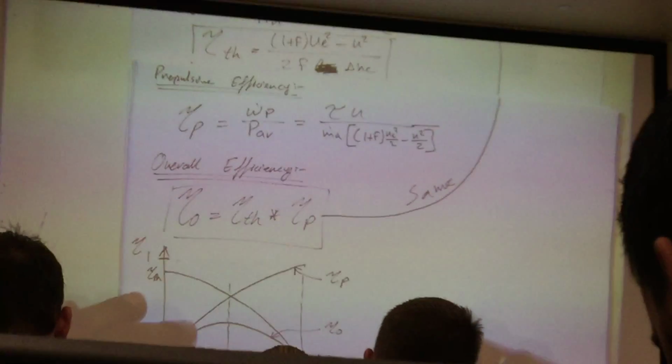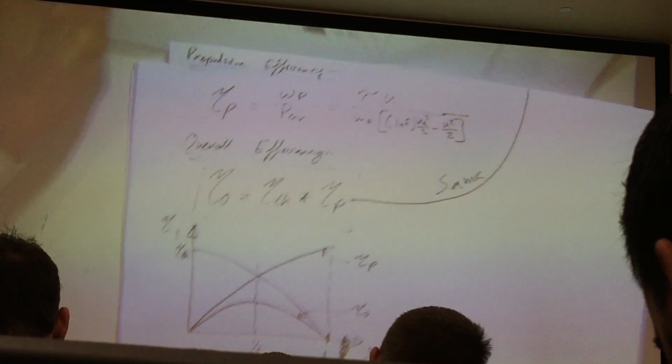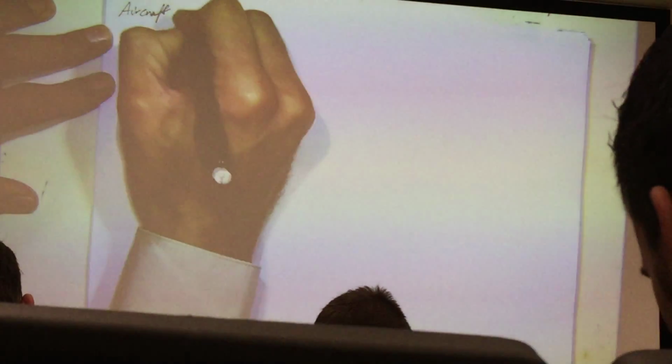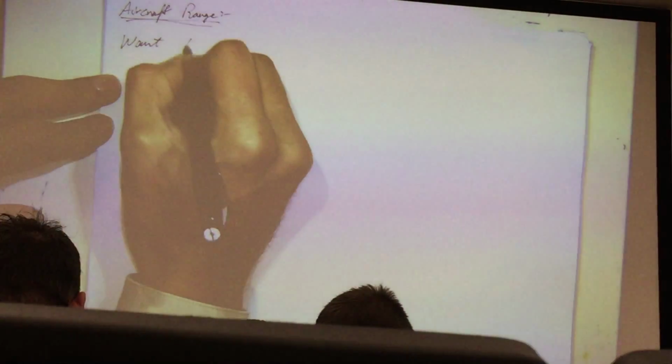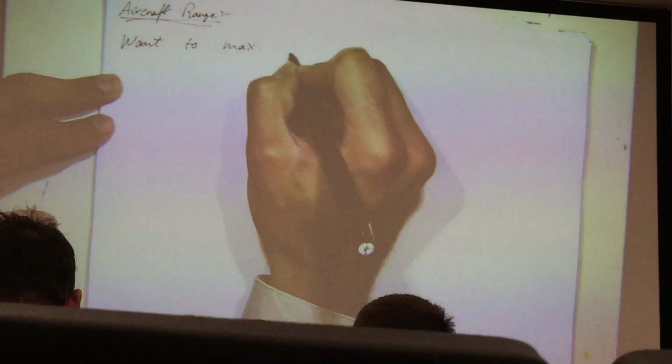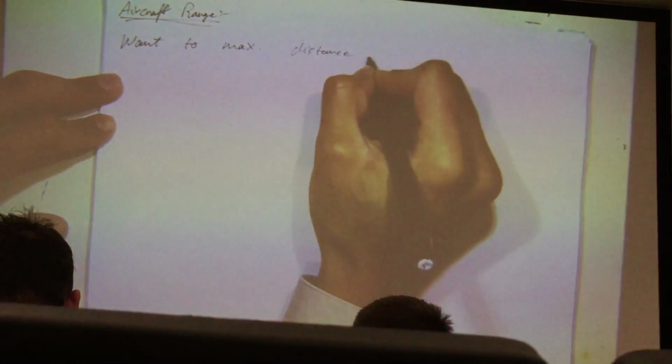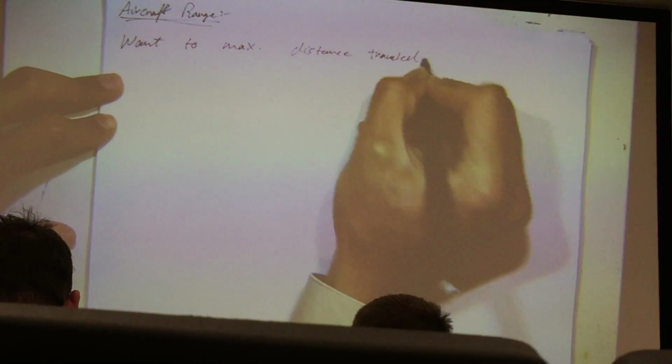I wanted to go over aircraft range. So let me start going over aircraft range, because that's a pretty critical one as well. Aircraft range. We want to always maximize the distance traveled by the aircraft. So we want to maximize travel, given the amount of mass of fuel.